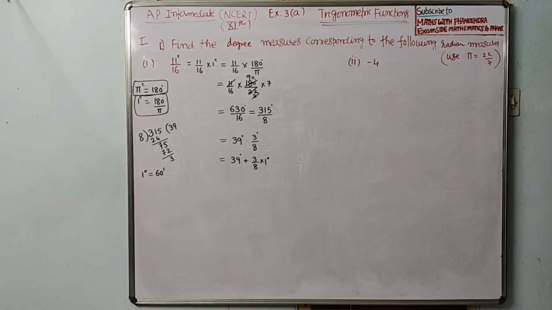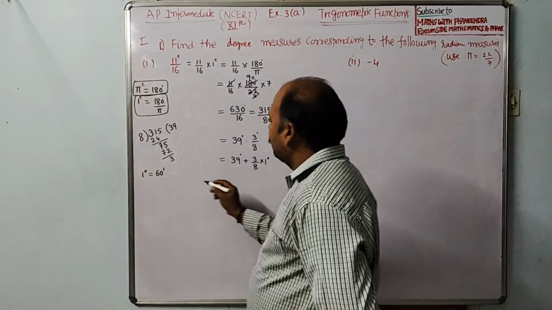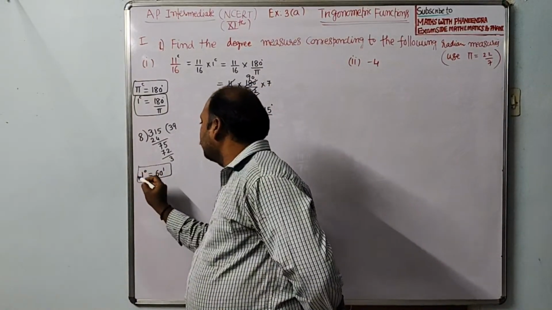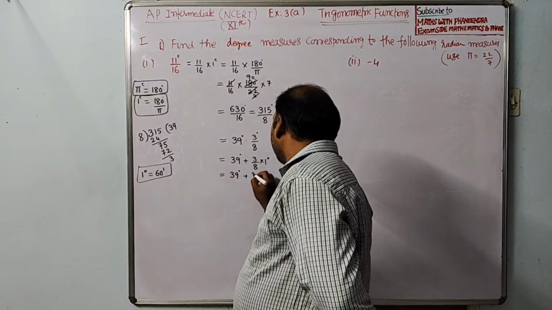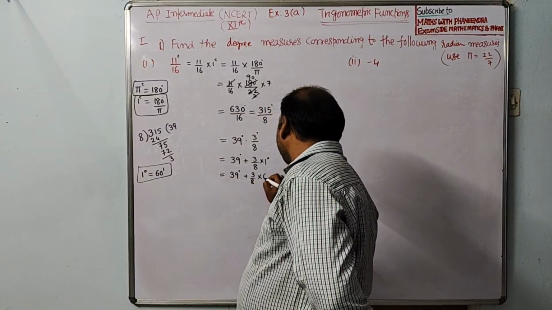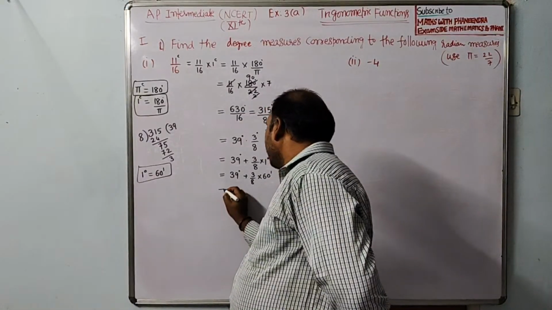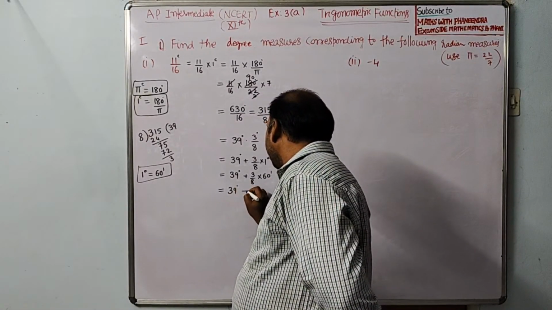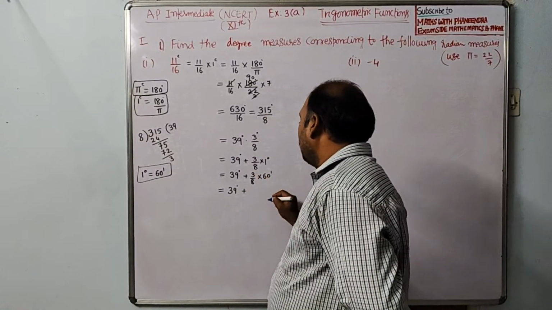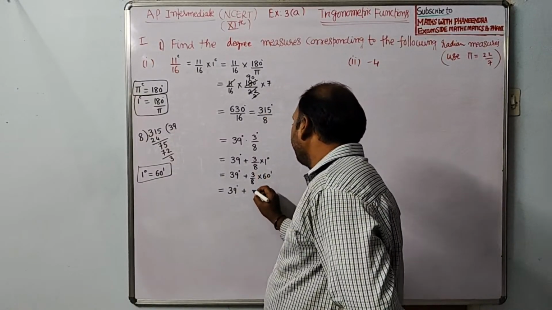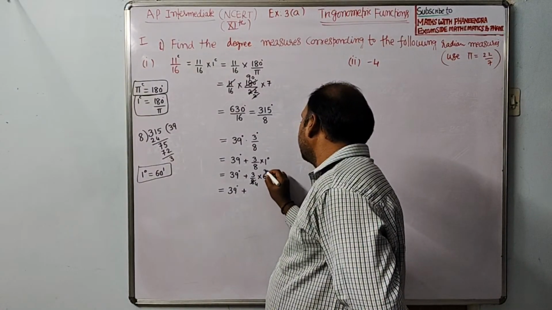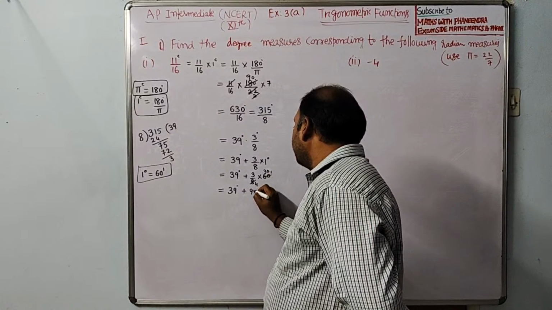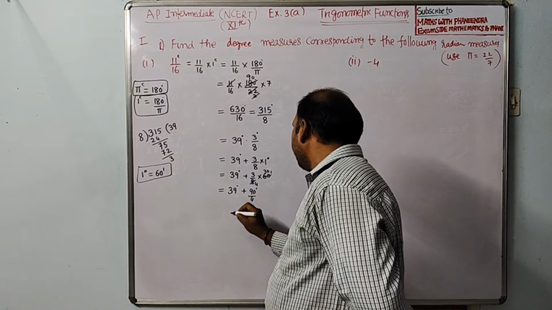We can write it in minutes. So 1 degree is 60 minutes. So 39 degrees plus 3 by 8 into 60 minutes. So 39 degrees plus, this is how much it is? 2 4s, 2 30s. So 90 minutes by 4.